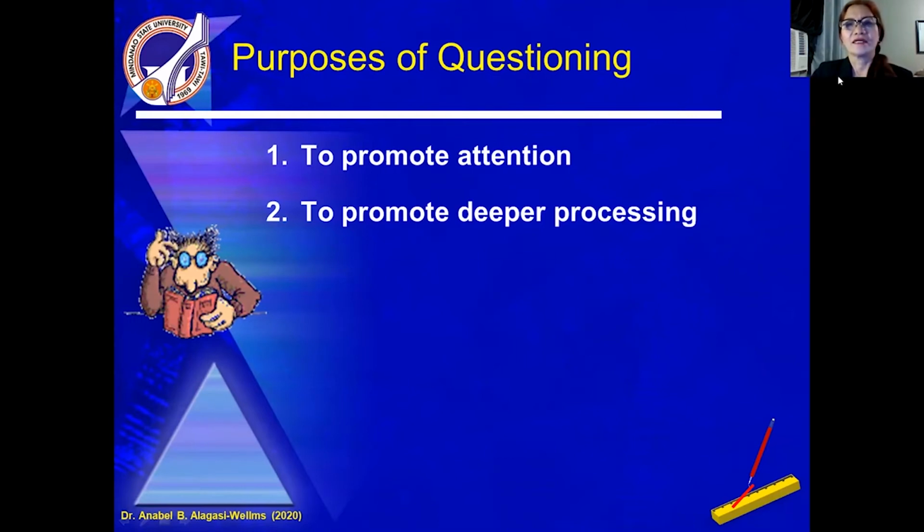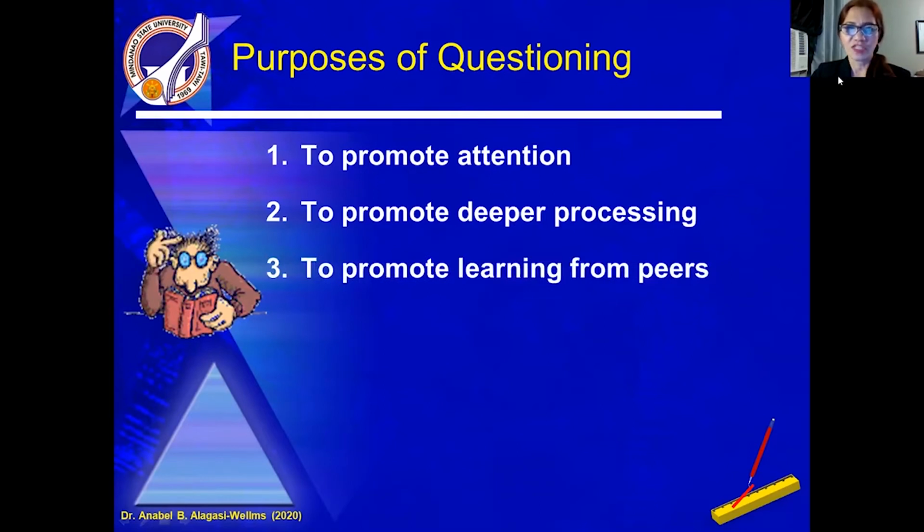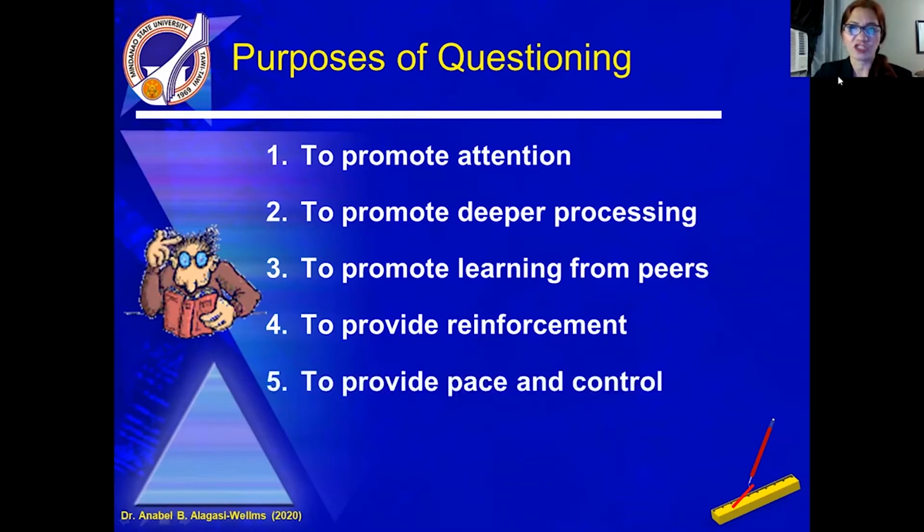All right. Another purpose of questioning is to promote learning from peers. Now, when you ask a question, you also inquire from your seatmates, from your peers, from your companions about the topic if you failed to get the idea as presented to you. To provide reinforcement. Sometimes we give assignments to reinforce the lesson in the form of questions.